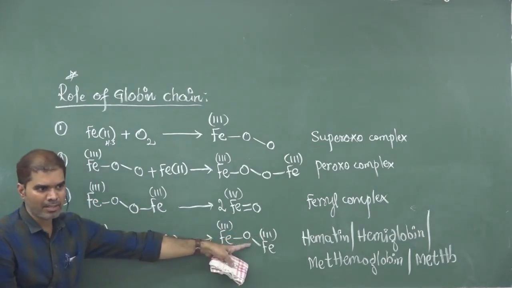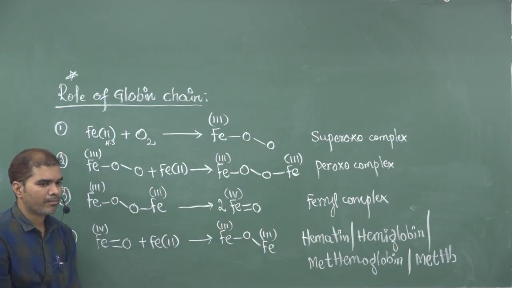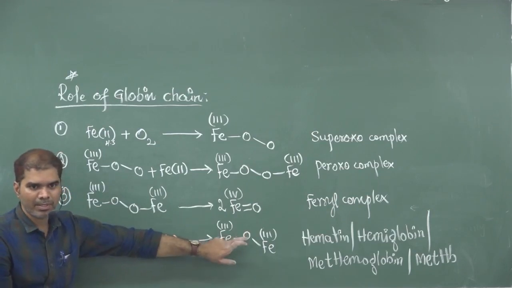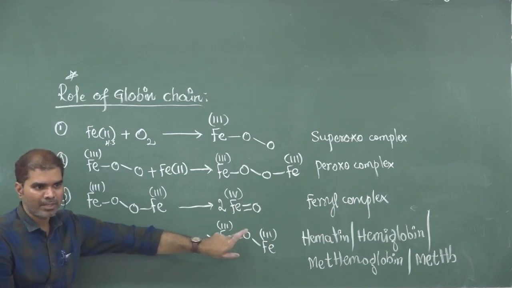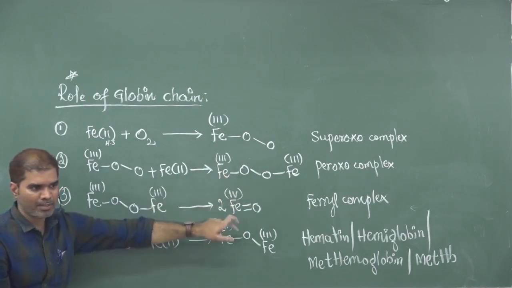Next, oxygen. Is it dioxo, superoxo, peroxo or oxo? Oxo. One oxygen, simply call it an oxo bridge. So this is the oxo form. Okay, so many questions can appear from this.